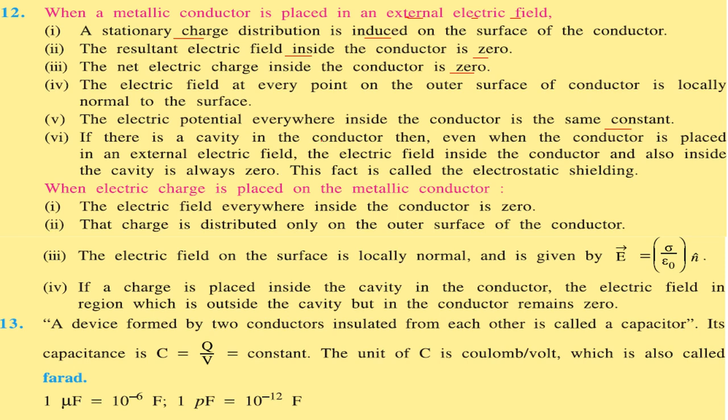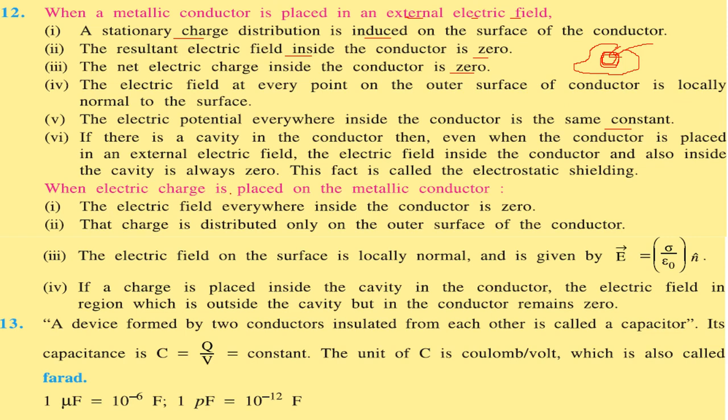If there is a cavity inside the conductor, say you have this conductor and there is a cavity, even when the conductor is placed in an external electric field, the electric field inside this conductor and also inside this cavity will always be zero. And this is known as electrostatic shielding.